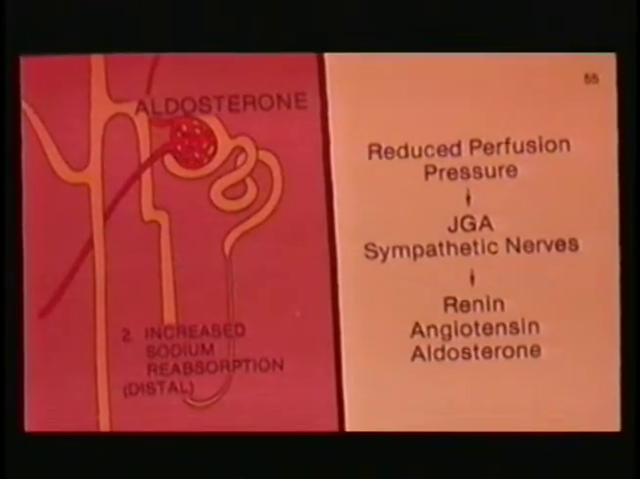The second and principal mechanism, increased salt reabsorption, results from the release of aldosterone. Reduction in the pressure of the blood perfusing the kidneys is sensed by stretch receptors in the walls of the afferent arterioles of the glomerulus, the juxtaglomerular apparatus, through the sympathetic nervous system. This causes release of the enzyme renin. An increased reabsorption of sodium in the distal tubule results through the renin-angiotensin-aldosterone mechanism.